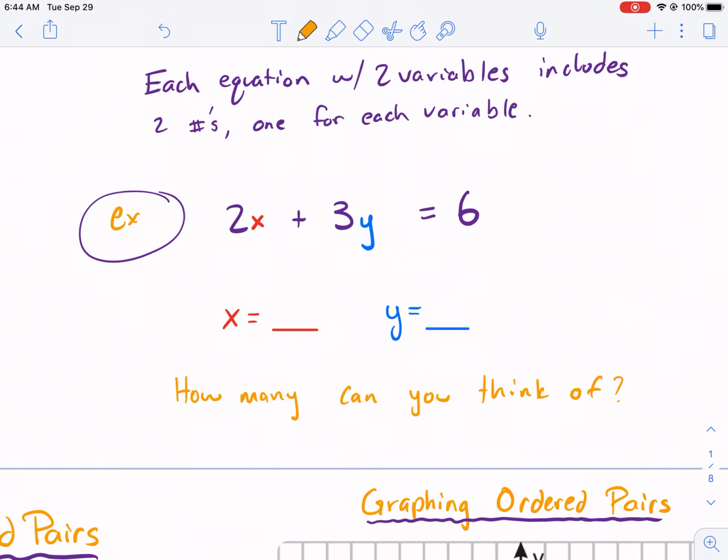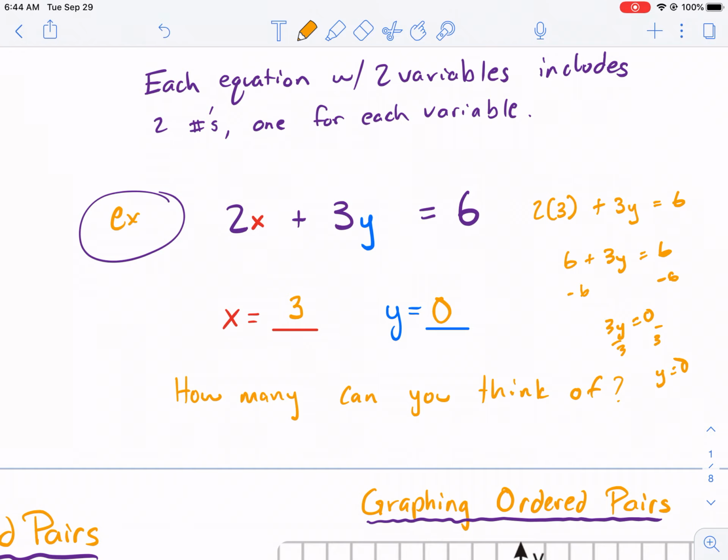Well, if we put in, for example, 3 for x, what would we have to put in for y? Well, let's see. If we put 2 times 3 plus 3 times, we don't know what yet, equals 6. That's 6 plus 3y equals 6. What does y need to equal? We'd have to subtract 6 to find out. We get 3y equals 0. Divide by 3, we get y equals 0. And there's 1. Okay, so there's 1.